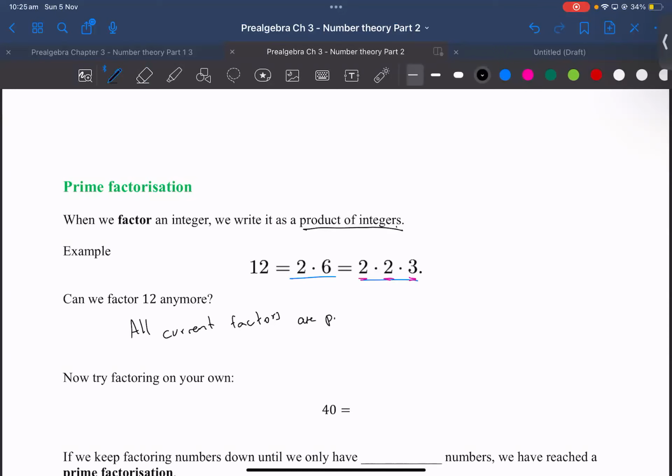That's the reason. So now what I want you to do is factor 40 as much as you can. Just break it down into as many numbers as possible. I want you to do that on your own. Can you factor 40 as much as possible?